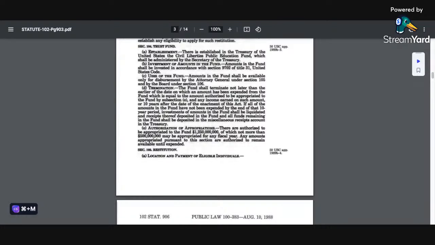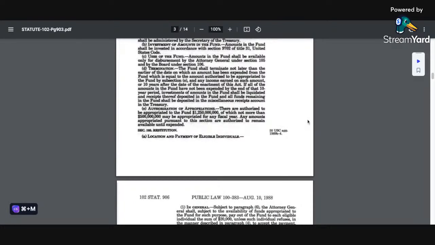That's another interesting thing, right? They're saying that the Attorney General will be the one who determines the disbursement of the money. So you have the U.S. Secretary of the Treasury, who they say will administer the Civil Liberties Public Education Fund, but the Attorney General will be the one in control of the disbursement of funds.